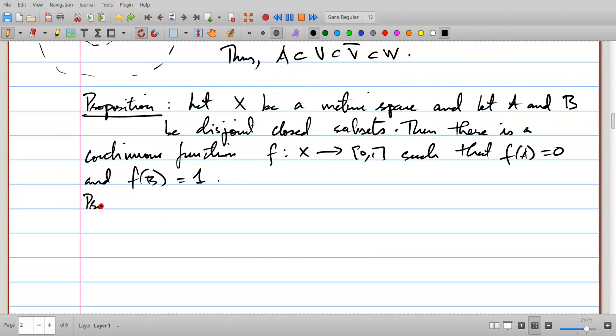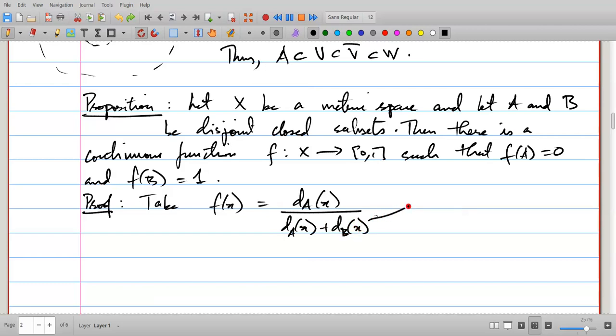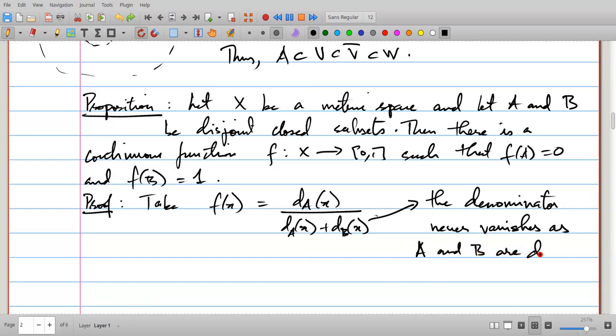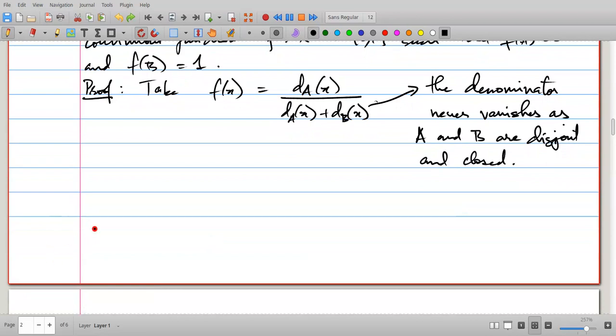So for metric spaces, the proof is very easy. Take f of x to be equal to d(A, x) divided by d(A, x) plus d(B, x). Note that the denominator never vanishes, as A and B are disjoint and closed. So this shows that f is continuous, and it is easy to check that f has the required properties. So what we want to do next is prove the same result for normal spaces.